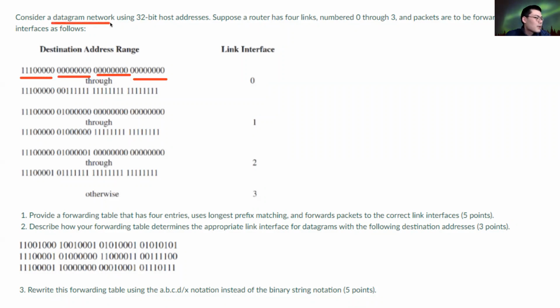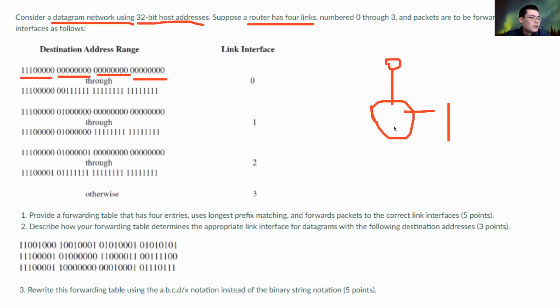So consider such a datagram network using 32-bit host addresses, and we are considering a router that has 4 links. So we have a router with links 0, 1, 2, and 3, and the packets are to be forwarded to the interface as follows. Basically, if your IP address is within this range, from this number through to this number, you will be put on this port. If you are within this range, you will be put on port 1. If you are within this range, you will be put on port 2. And if you are outside all these ranges, otherwise, you will be put on port 3.